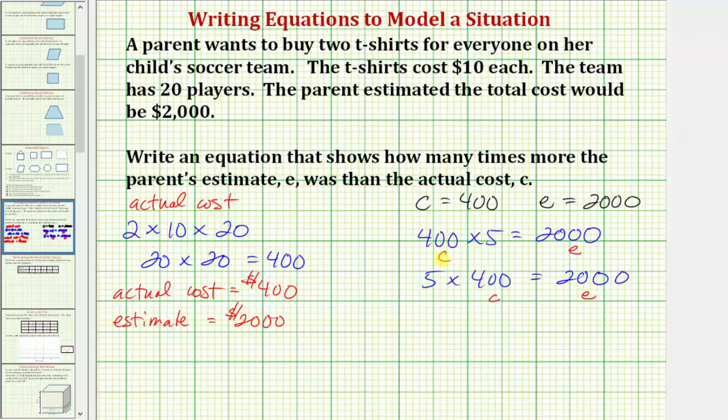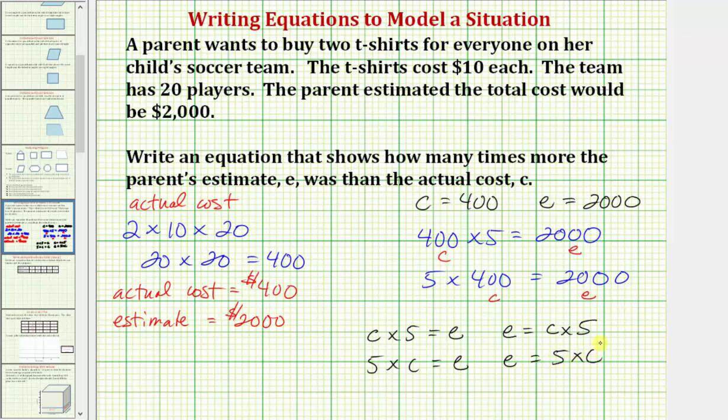One possible equation would be C times 5 equals E. Another possible equation would be 5 times C equals E. Of course, we could also change the order of these equations. This first equation is equivalent to E equals C times 5, and this equation is equivalent to E equals 5 times C.